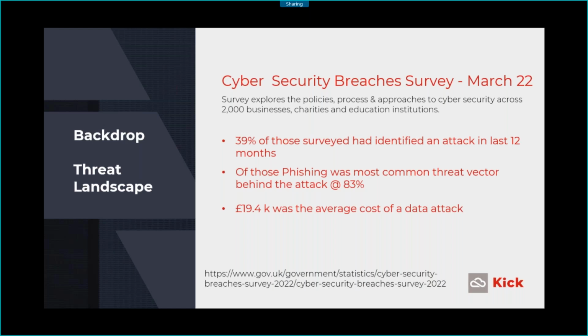So what does the threat landscape look like? I just wanted to give you one slide with some sector-specific figures, and the closest we found was a recent UK government survey across 2,000 businesses, charities, and education institutions. 39% of those surveyed had identified a cyber attack over the past 12 months. Of those, phishing was by far the most common threat vector, behind around 83% of these attacks. So phishing is obviously central to this. And just under 20K was the average cost of an attack.